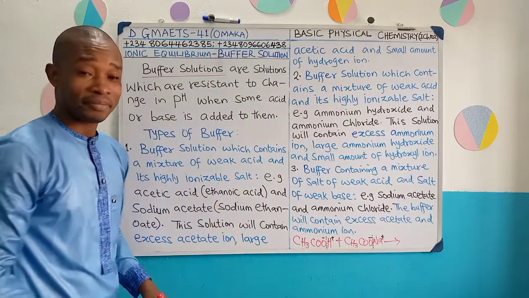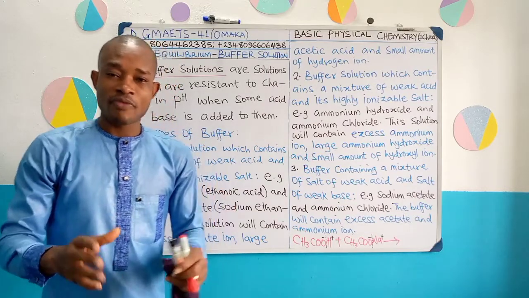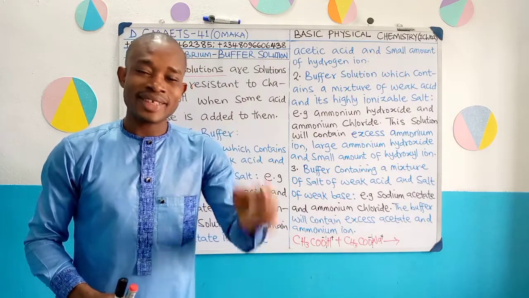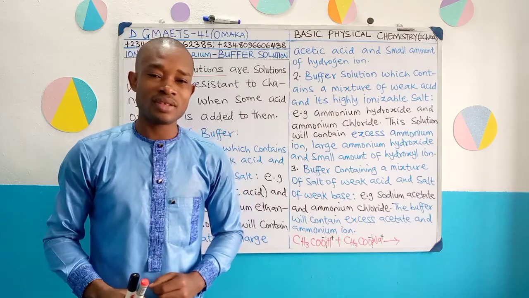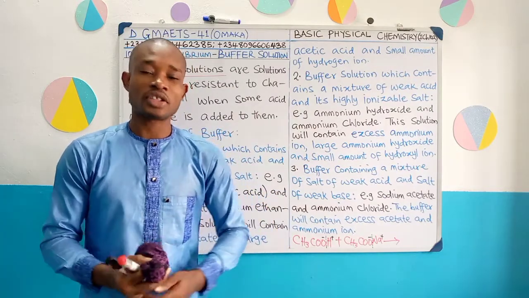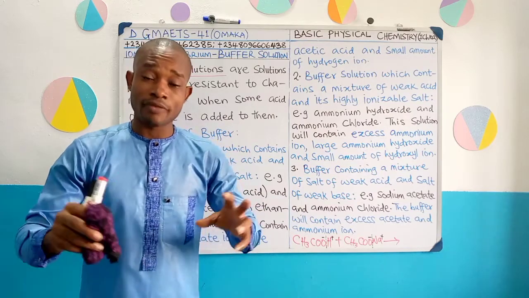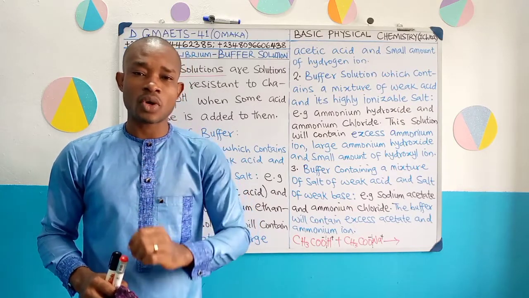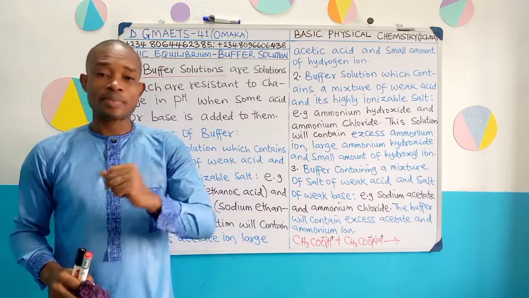You can go through that. Buffer solution type 2. This type of buffer solution is one that contains a weak base and its highly ionizable salt. Can we think about any weak base? Of course, we have bases like sodium hydroxide, potassium hydroxide, calcium hydroxide. Are they weak? Alright, so I'm going to give you an example of a weak base. Have you heard about ammonium hydroxide before? Ammonium hydroxide is a weak base. Is that okay? It's a weak base.